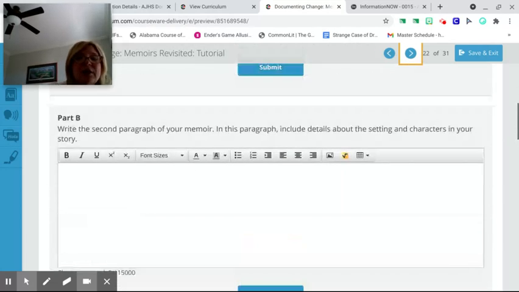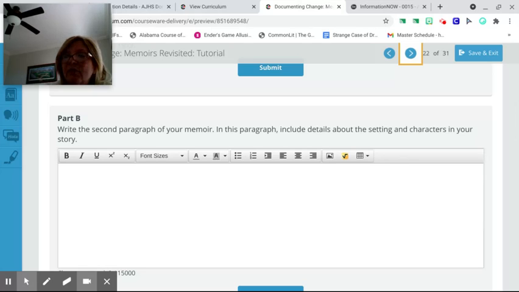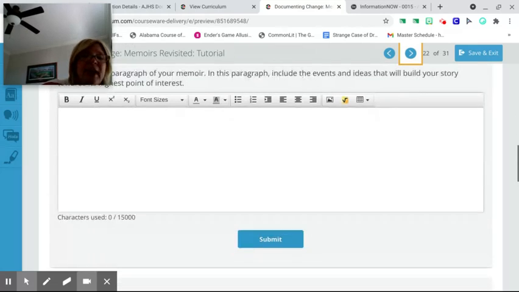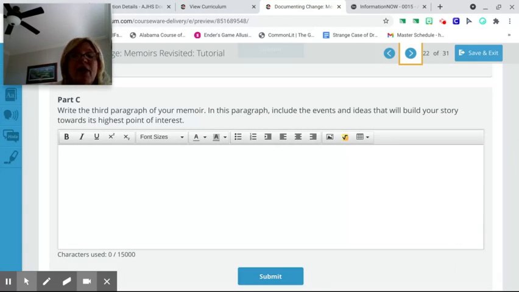And then the next part, you're going to write the second paragraph. You remember, this is where you're going to start introducing details about the setting and the people that are in your story. And then submit that. And then the next part, the third paragraph of your memoir, is you're going to continue talking about the rising action, what is happening in your experience. And you continue to develop those characters and that setting and the actions that happened, explaining this experience that you're wanting to recount to the readers.